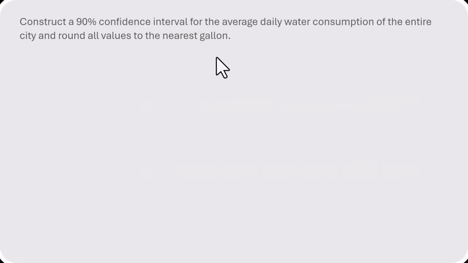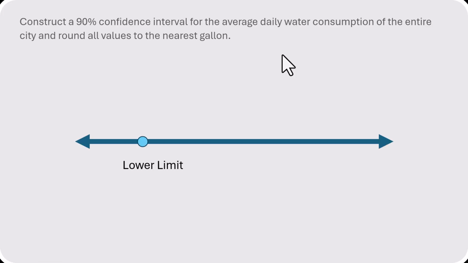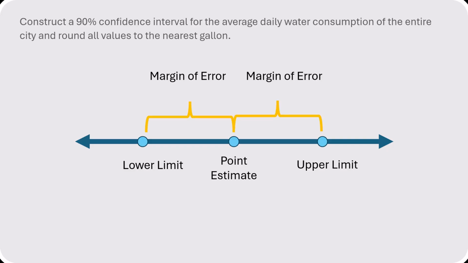Let's take the information that we found and use it to construct a confidence interval. So recall that a confidence interval consists of a lower limit and an upper limit. Halfway in between them is our point estimate, and then we have the margin of error. So RGuroo told us that our lower limit was about 219 gallons, our upper limit is about 232 gallons, and our point estimate is about 225 gallons. Our margin of error was about 6 gallons, but I do want to point out something here.